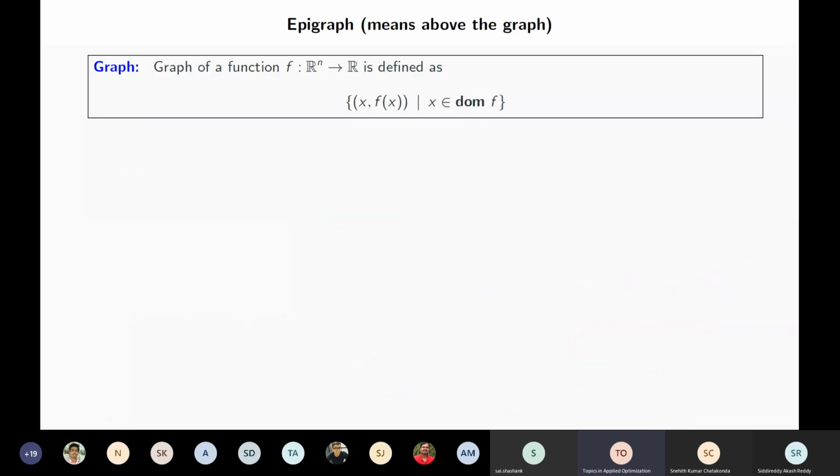So now what I will describe is something called epigraph. So epigraph is formally defined as follows. So graph of a function f. First of all, I define a graph.